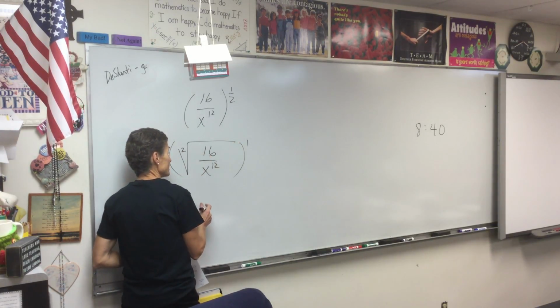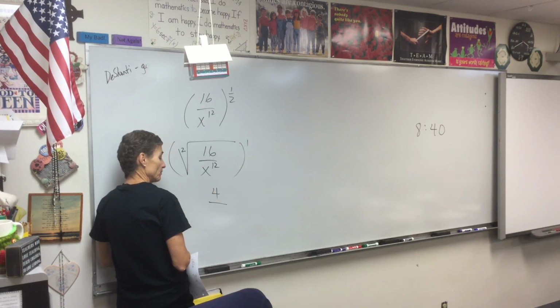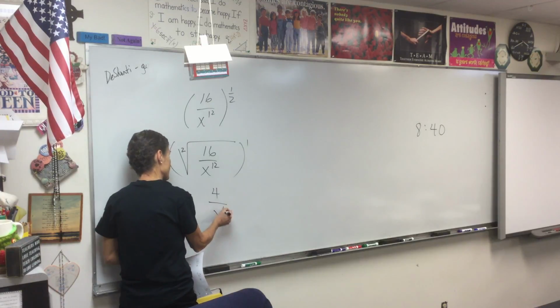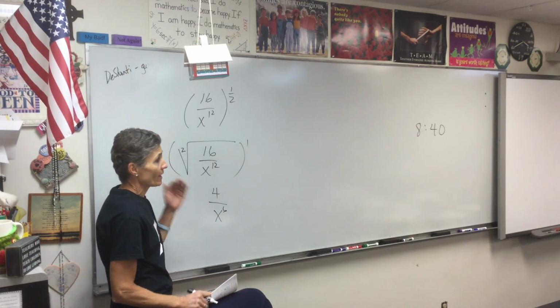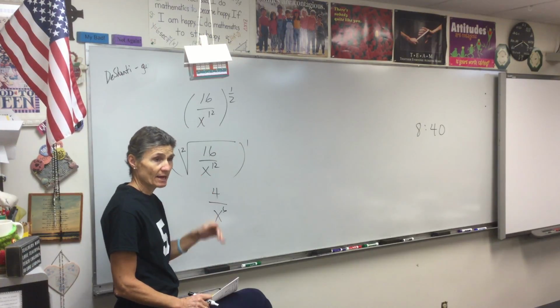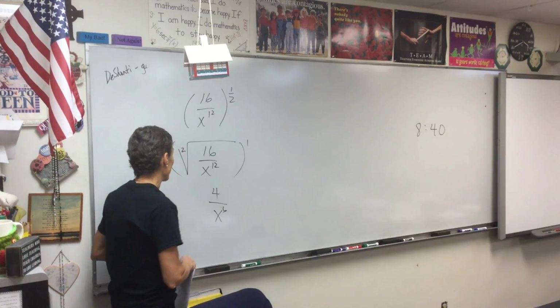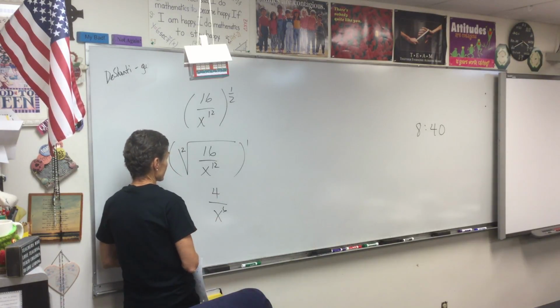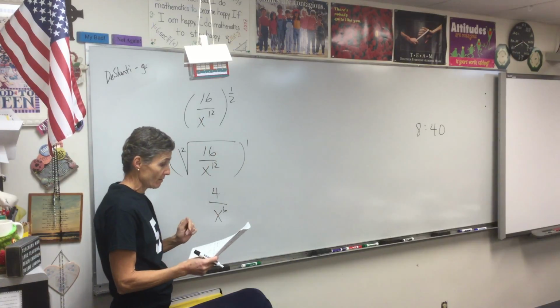The square root of 16 is 4, and the square root of x to the 12th is x to the 6th. Remember, x to the 6th times x to the 6th is x to the 12th. So the square root of x to the 12th is x to the 6th. And that's it. There's your answer. Done, because it's to the first power.